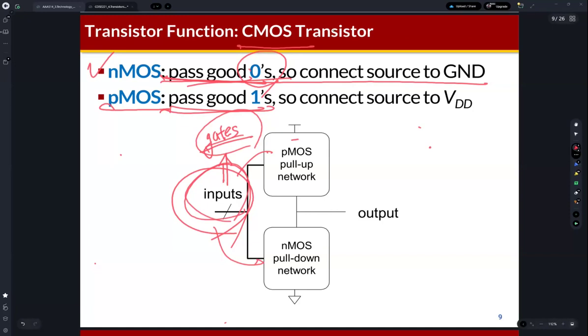And then you can find some new terminology, like the pull-up network and the pull-down network. How can you understand this network? It's kind of an electric circuit analogy. We can understand that in the output node, there is a capacitor. So what is a capacitor?